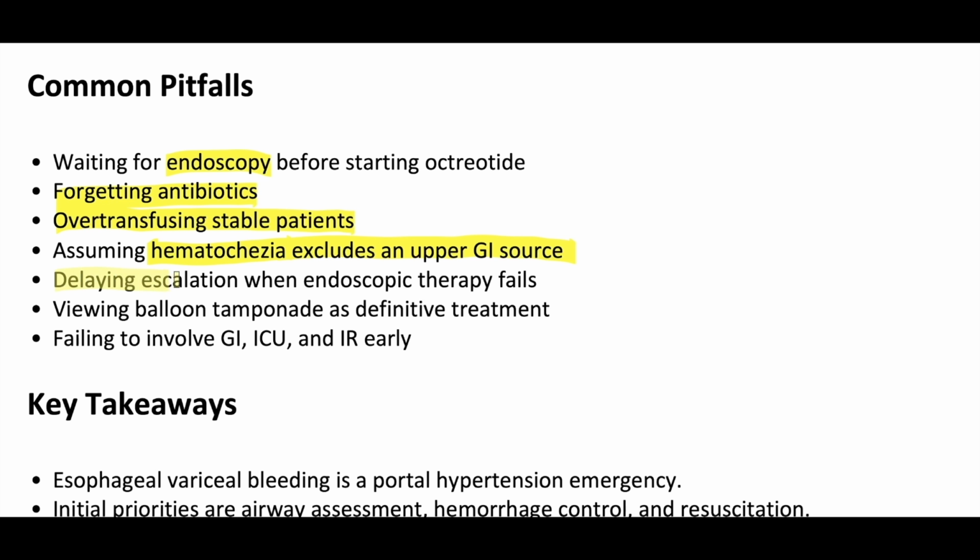Delaying escalation of therapy when endoscopic therapy fails, right? These are really high-risk patients. They're high mortality. So if endoscopy and banding does not work, you should really be thinking about backup modalities like TIPS. Never view balloon tamponade, that Blakemore tube, as a definitive treatment. It just buys you time, right? And then make sure you involve things like GI, ICU, IR early. These are really sick patients. You need a multidisciplinary approach to them, and you need folks that can intervene quickly and pivot on a dime depending on how that patient does and how successful the initial interventions are.